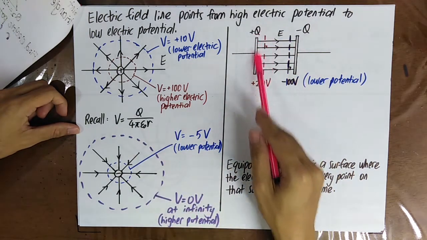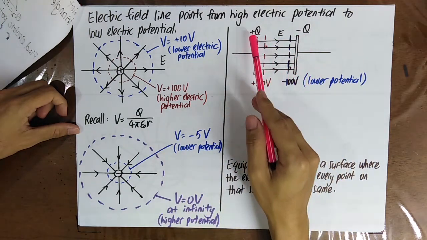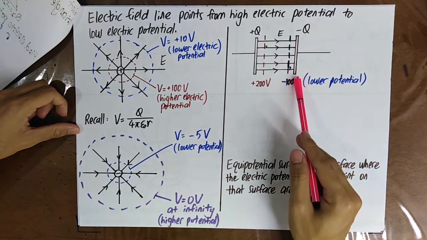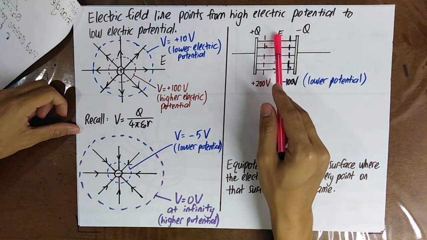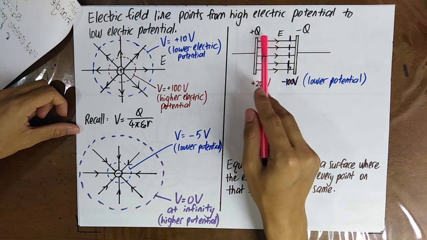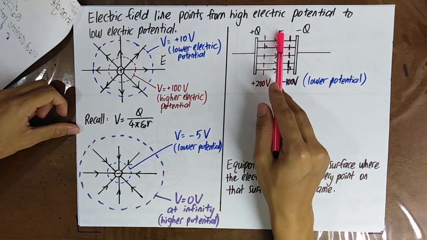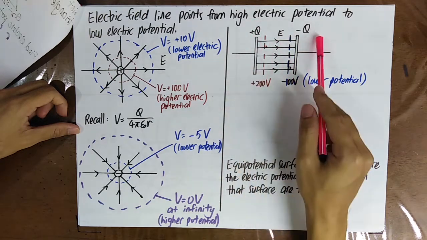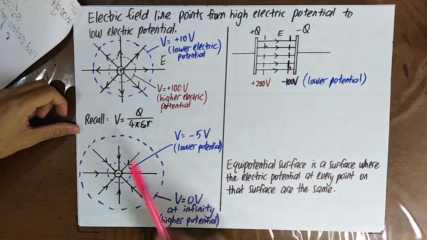And then this is a parallel plate capacitor, okay? Then this is positively charged, this is negatively charged, and then the electric field will point from here to here because the electric field will point from the region of higher electric potential to the region of lower electric potential.